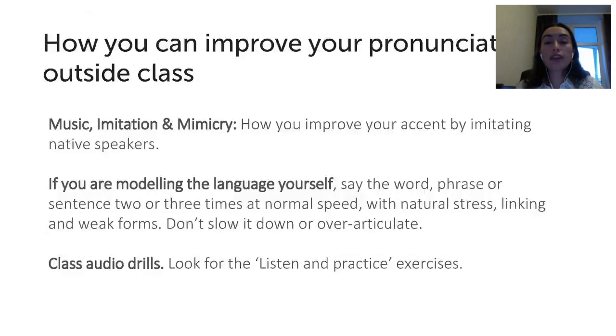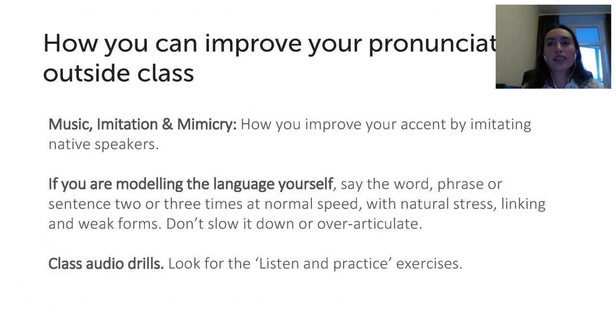And finally, how you can improve your pronunciation outside class. So it's music, imitation, and mimicry. Of course, you can always improve your English by simply imitating native speakers. I would say that language learning role models are people in your life who speak well and maybe who worked hard to get there. Maybe it's a teacher or a friend, maybe someone you just know. And you can also imitate native speakers, people who are naturally talented, because they are good models to imitate.